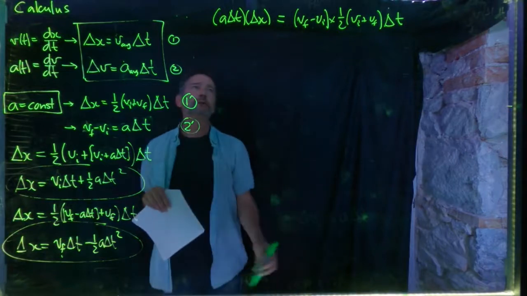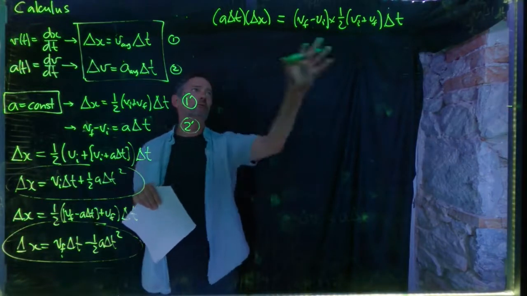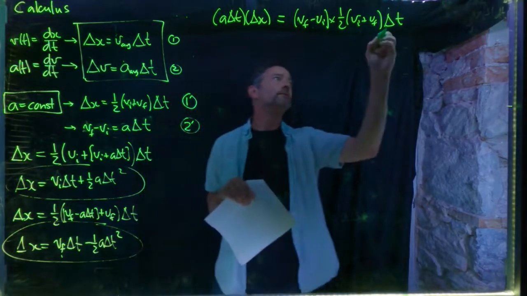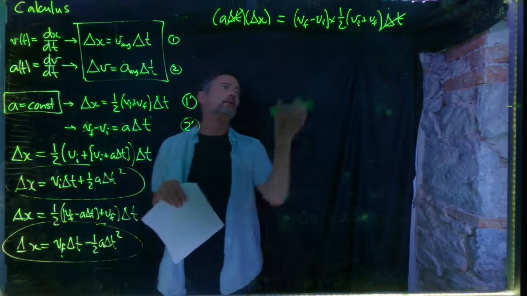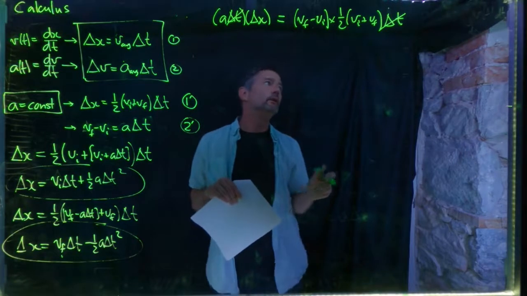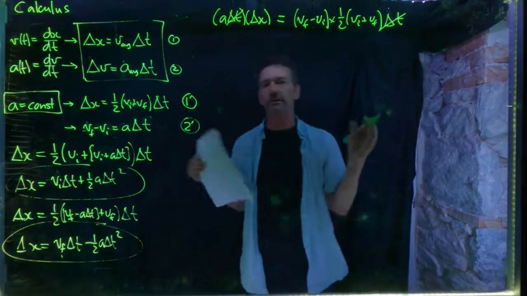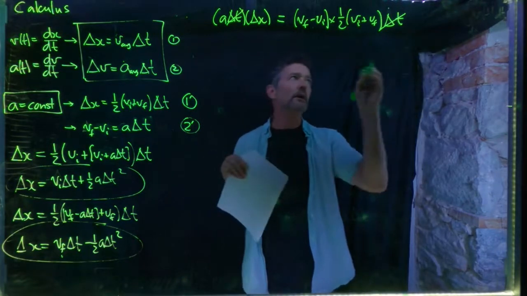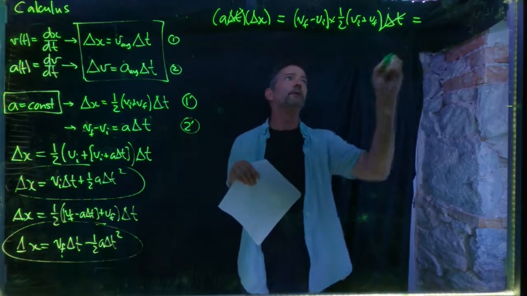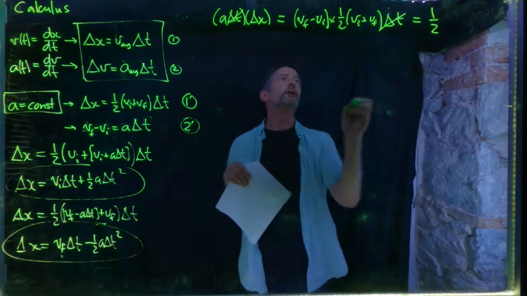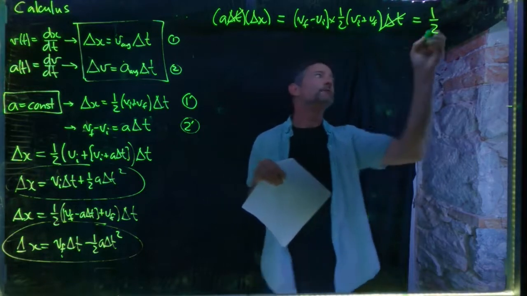Okay, so in this formula, in the left and right-hand sides, you'll see there's a delta t that's common, so you can just divide out by delta t and eliminate that. Okay, and then on the right-hand side here, I want you to really have this drilled into your head: a plus b times a minus b is a squared minus b squared. So on the right-hand side here, we have a 1/2, and this is going to be v final squared minus v initial squared.